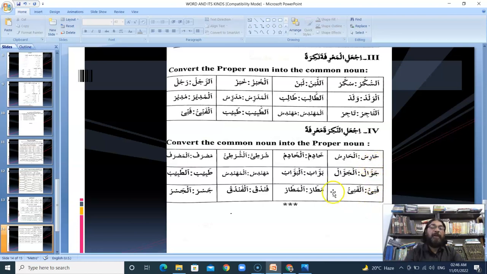So everywhere, words without alif lam will be considered as an-nakira. And those words with alif lam will be considered as al-ma'rifah, proper noun.